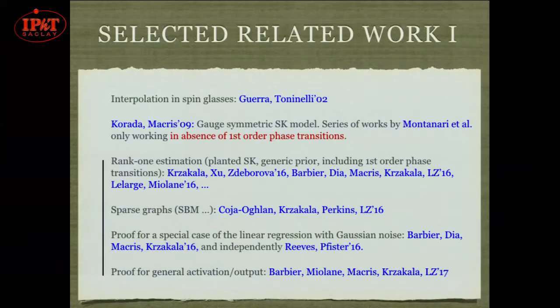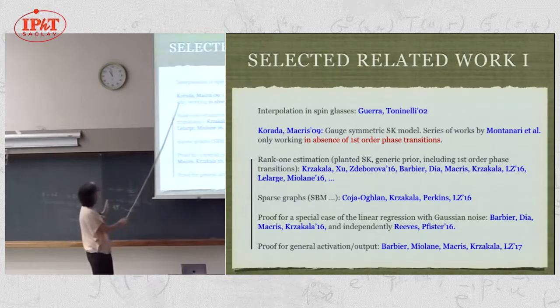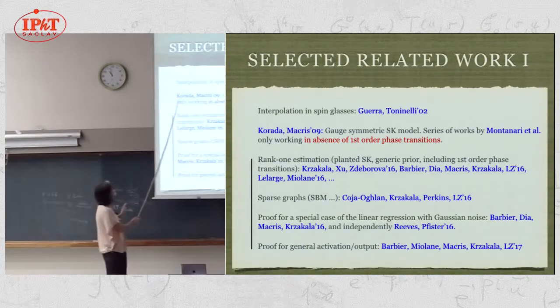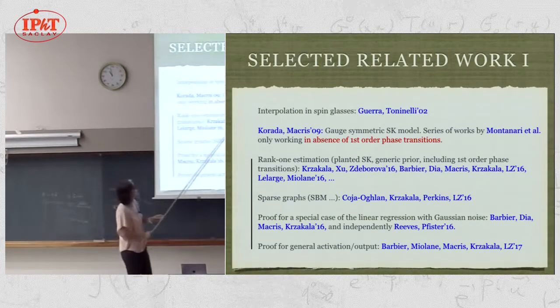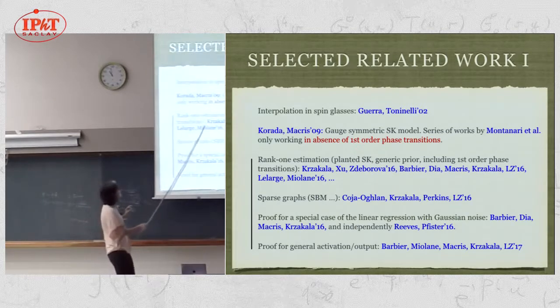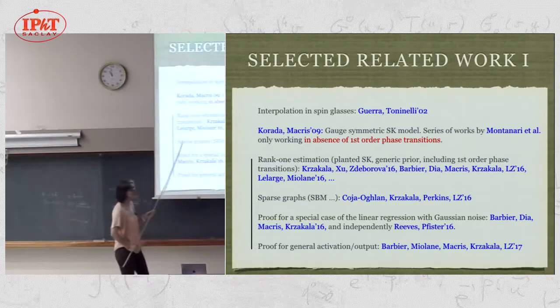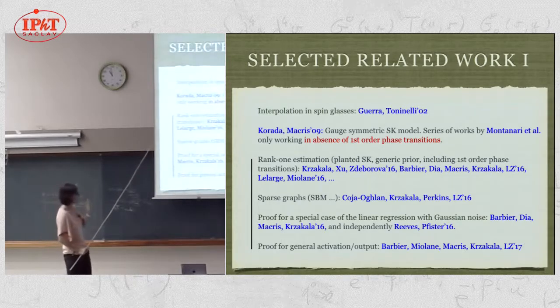So I will not say more about that, just to say that this work relies on the interpolation by Guerra-Toninelli, and somehow really got inspired that something like that is possible by reading this pretty much forgotten paper by Korada and Macris from some 10 years ago, and the series of works by Montanari, where he also, in different contexts, has proofs of the replica formula, but always in the absence of the first order phase transition. So the first order phase transition complicates things, but with this adaptive interpolation method, we can go through that.